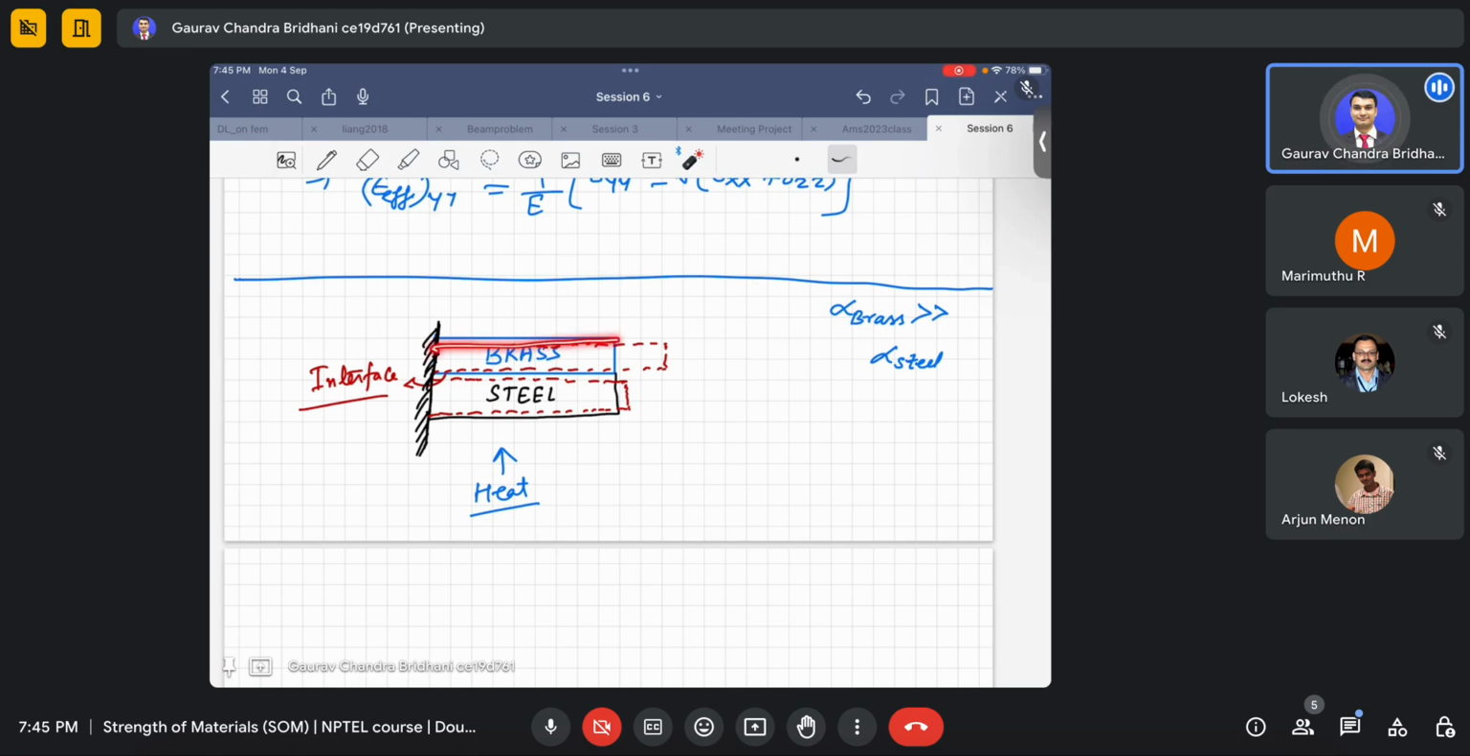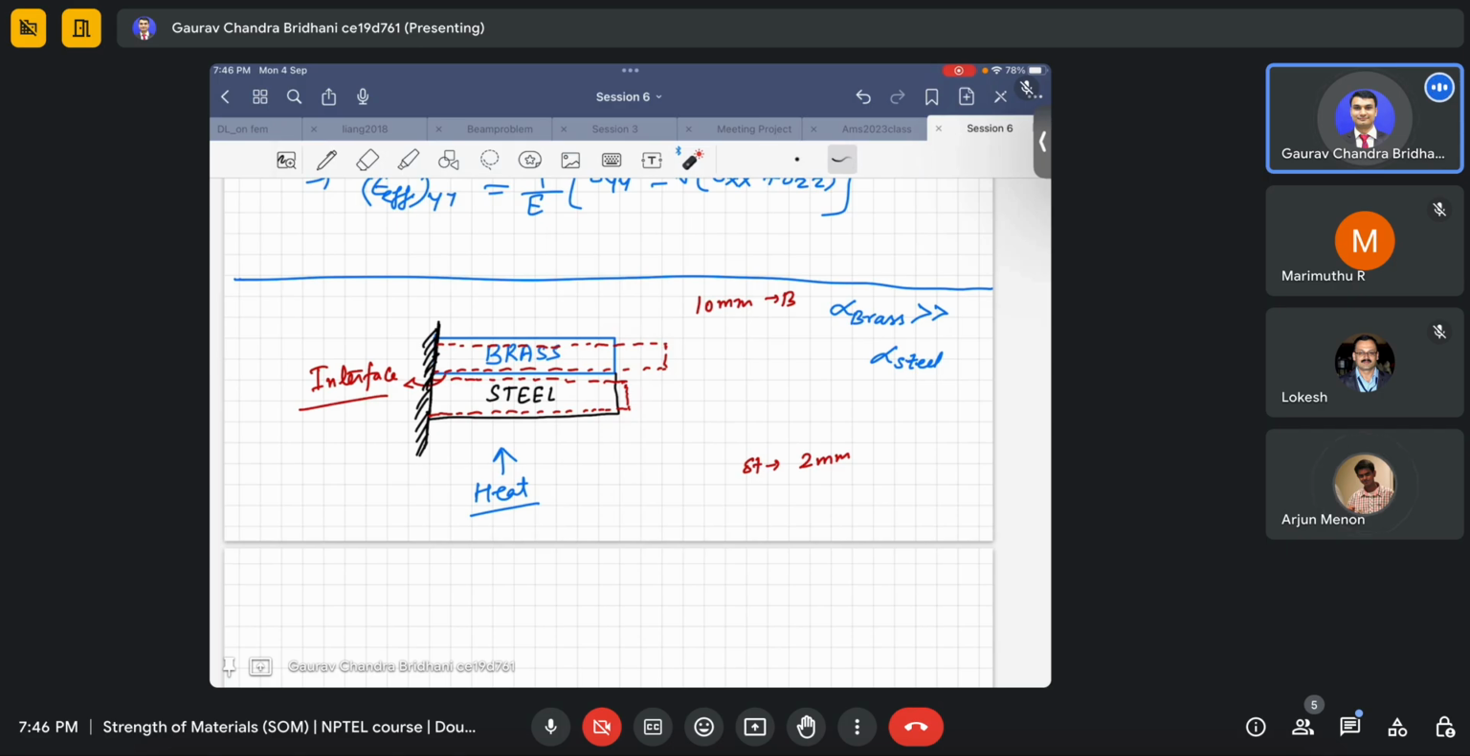Because the brass is trying to expand more than the steel. Okay, I am giving a very rough estimate. Suppose the capacity of brass to expand, using the same alpha and delta T, is 10 mm, and the capacity of steel to extend is 2 mm. Suppose I start heating this system, what will happen? Till 1 mm, will brass and steel have any problem? Till 1 mm, if it has expanded 1 mm.